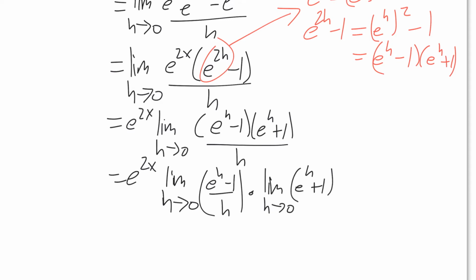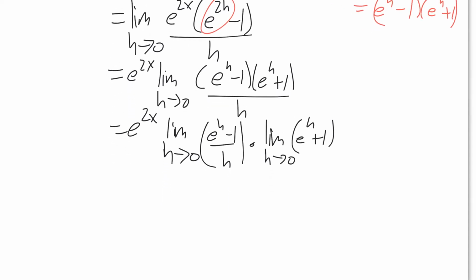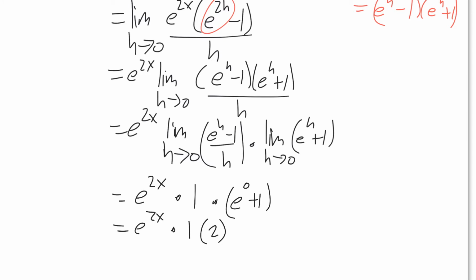Now remember, that first limit is our special limit and it equals 1. So we have e to the 2x times 1 times e to the 0 plus 1, which again we argued above was equal to 2. So this is 1 plus 1, which is 2. And so our final answer is 2 e to the 2x.